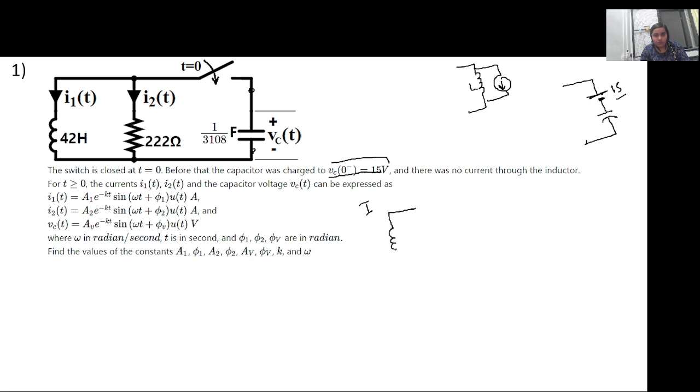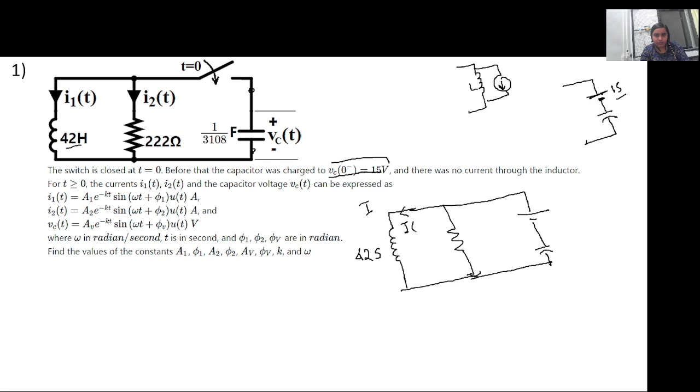So we redraw the circuit. Now the switch has been closed, so I'll draw it as a straight line, but it had an initial voltage, so there will be a voltage source which will now work as a source. So now it is given as 42 Henry, right? 42 Henry can be written as 42S. Is it fine?